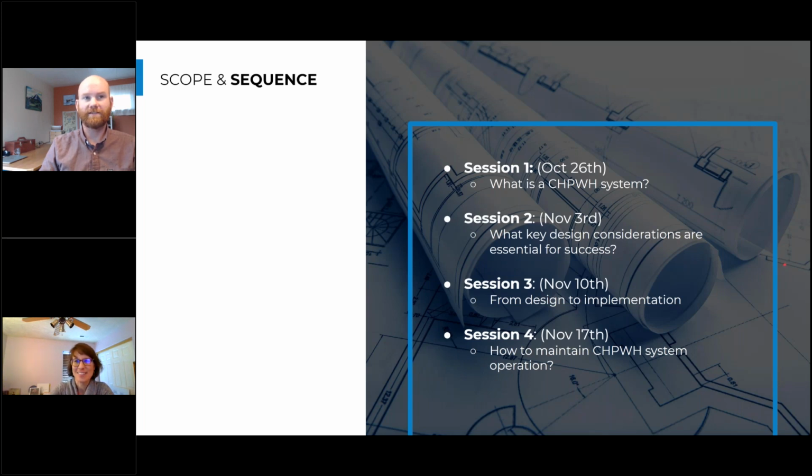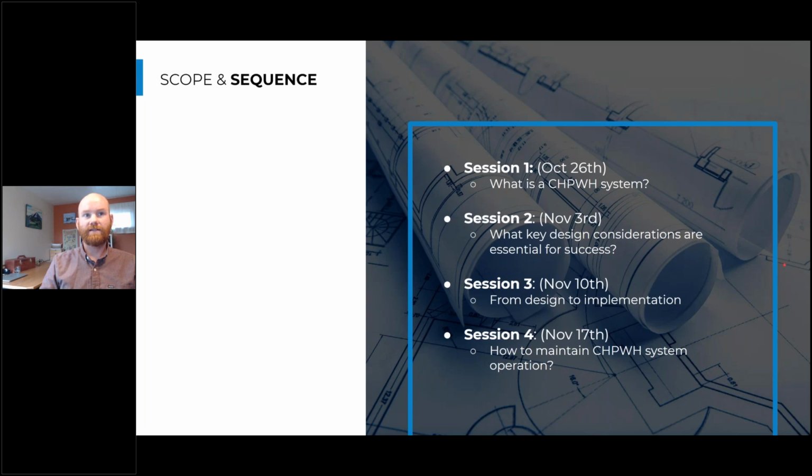Thanks, Colin. Great, thanks, Lauren. So last week in session 1, we covered what a commercial central heat pump water heating system is, what parts make up that system, and we saw that they can vary significantly in the design from one building to the other. And it's key to match that design and configuration and the equipment with the building and the occupant you're serving. Today in session 2, we're going to look a little bit further at the details of those commercial heat pump water heating systems and determine what are the key design considerations that are really essential for success.